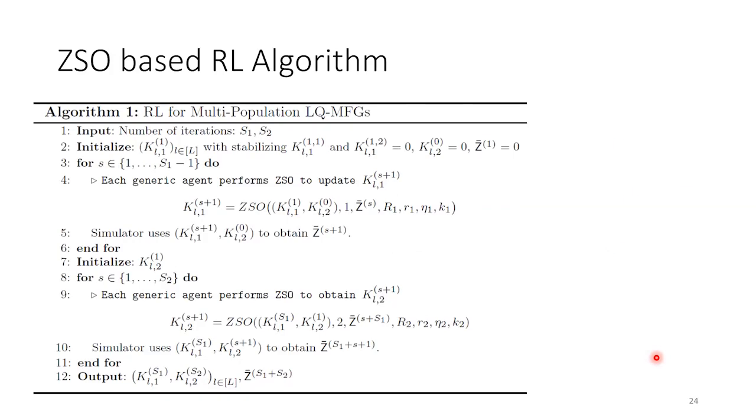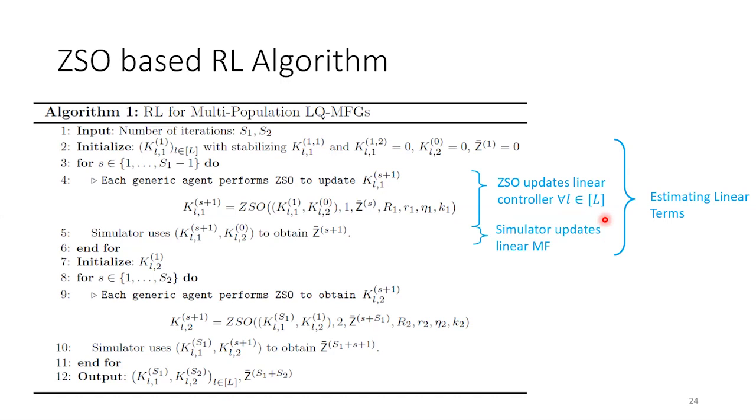So this is the algorithm, and the first part estimates the linear terms. Inside this first part, we update the linear controller. So we update the linear part of the controller using zero order stochastic optimization. And then the simulator updates the linear part of the mean field by simulating a single agent. The second part is we estimate the offset terms. And again, it's very similar to the first part. We update the control offset using zero order stochastic optimization. And then the simulator updates the offset part of the mean field.